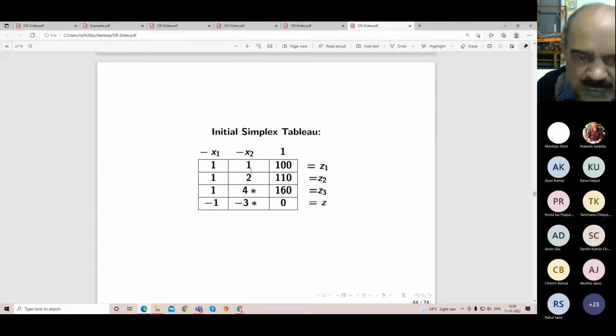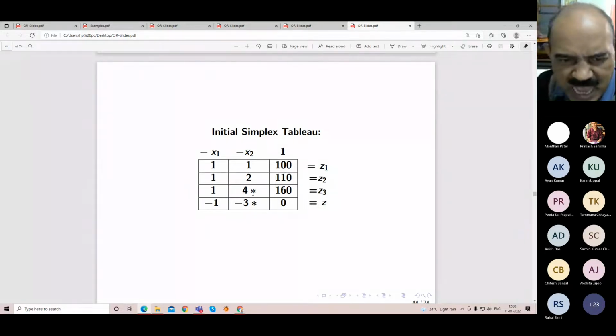In case you find -1 instead of 1, -2 instead of 2, and -4 instead of 4, we conclude that the problem is unbounded. Here, we are not concluding anything because all 3 are positive. So we have got ratio 100 with respect to the first element, that is 100 by 1, 110 by 2 is 55, 160 by 4 is 40. Minimum ratio equals 40. So this 40 we are getting with respect to this element 4.